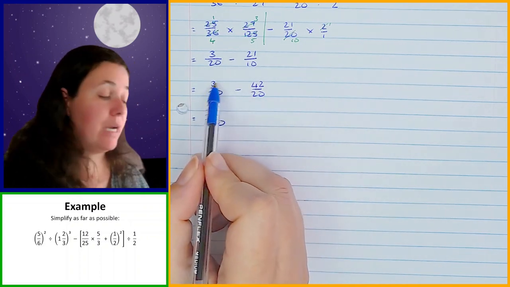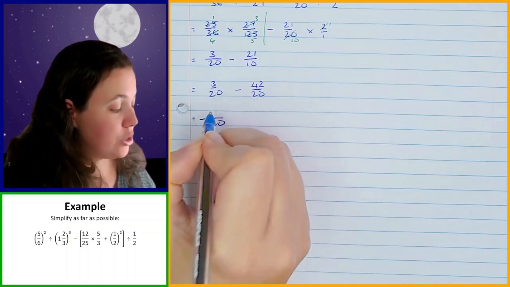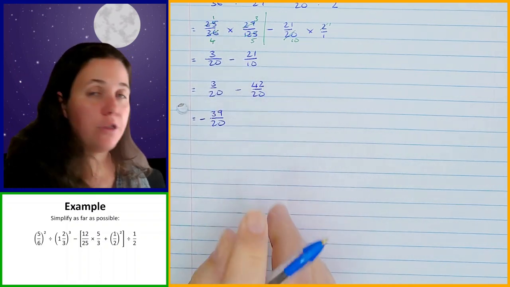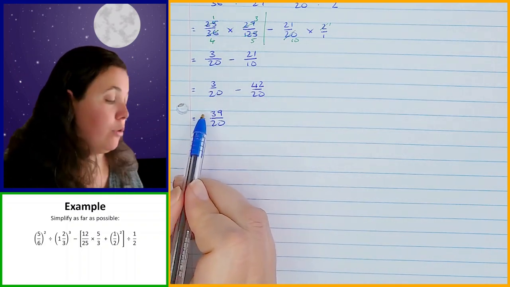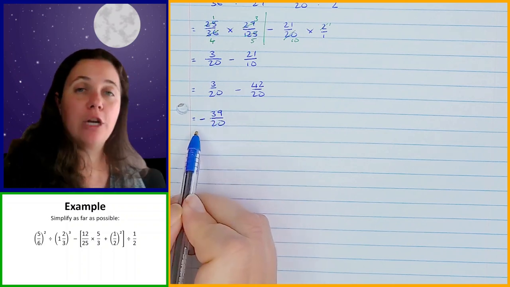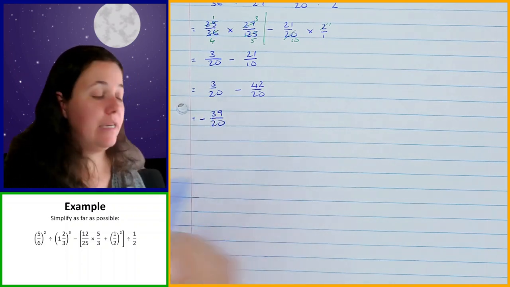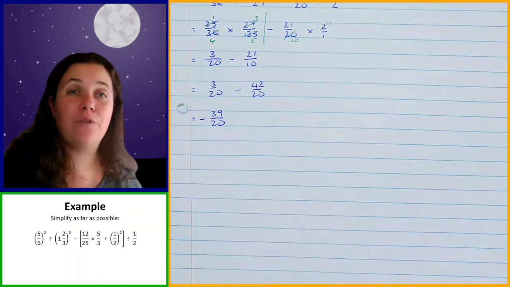I have a smaller number minus a bigger number, so it's going to be negative. And then 3 minus 42 is going to be negative 39. Now this minus can go in front of the 39 up at the top in the numerator, or I can put it in front of the whole fraction. I prefer to put it in front of the whole fraction because the whole term is actually negative, but it doesn't matter which way around you do it. Okay, and that's what you should get for that question.